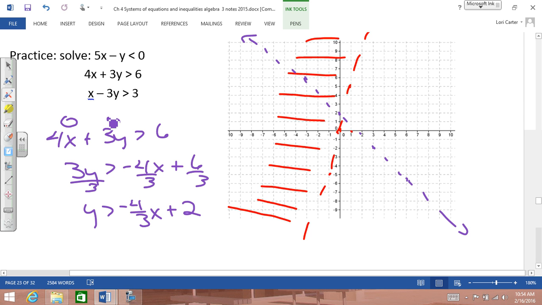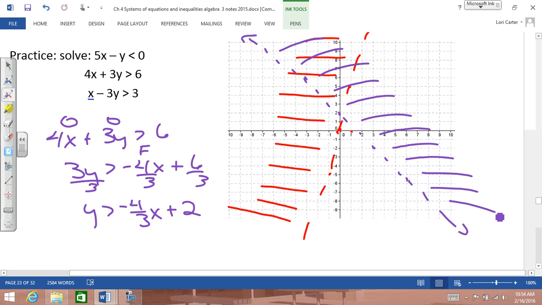Is 0 greater than 6? So where does it shade? So this is false. Go down there. So then we shade this way. So far, what's double shaded? At the top. Okay, next line. Is everybody good on the purple one? Can I erase it? You may.